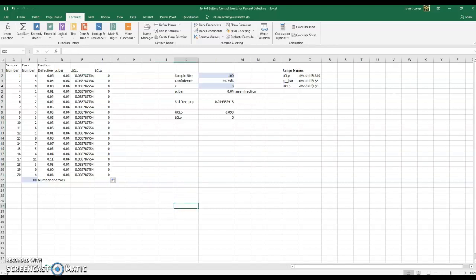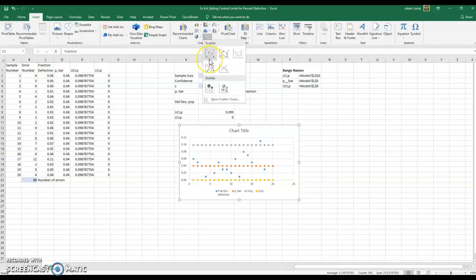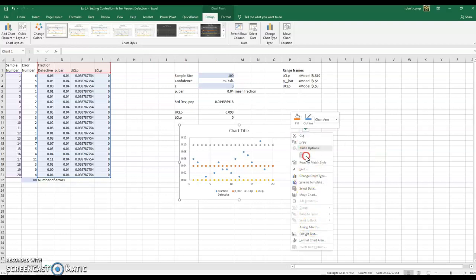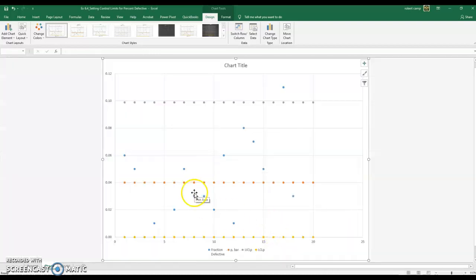All right, so we've got our sample number. Control, actually let me grab the titles in there. Control, select our fraction defective, and actually, since they're all right next to each other, control and select it this way. Okay, so once we have the data selected, we're leaving out error number because it's not important for the graph. We're going to insert, we're going to go to our friendly XY scatter chart, and we'll just drop in points right now because we'll change that. And then we're going to move chart to a new sheet to make things a little bit easier for us.